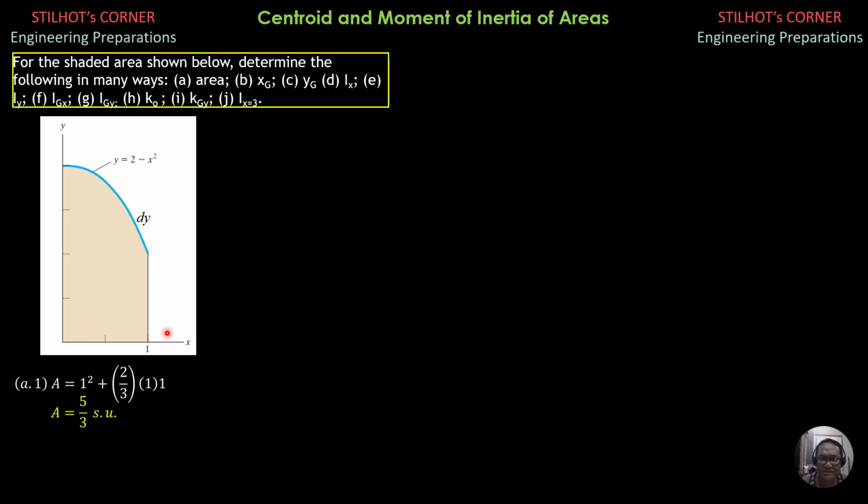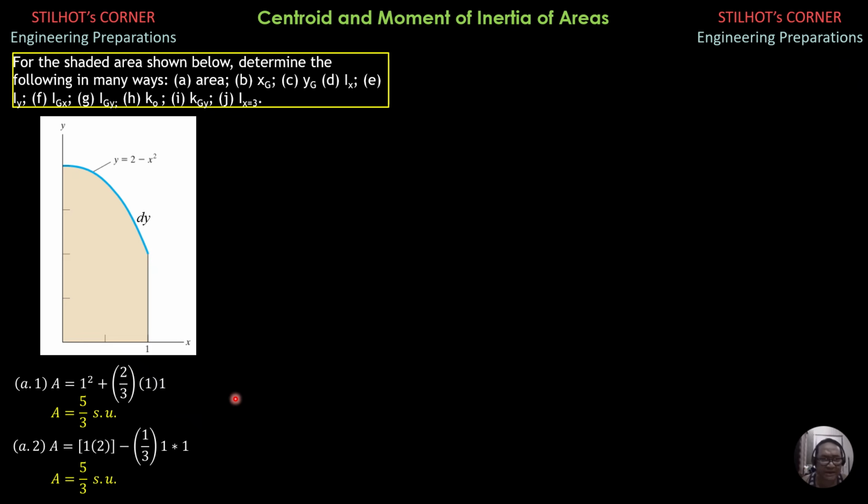Another way is, it is area of big rectangle minus area of spandrel. The area of rectangle 1 by 2, while the area of spandrel 1/3 of 1 by 1. So area is 1 by 2 minus 1/3 of 1 by 1. So it is also 5/3.